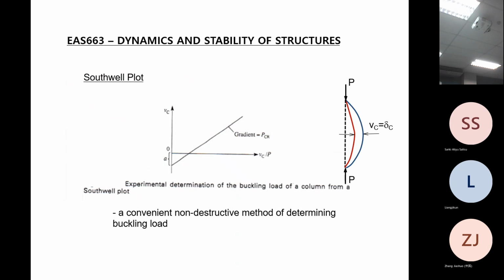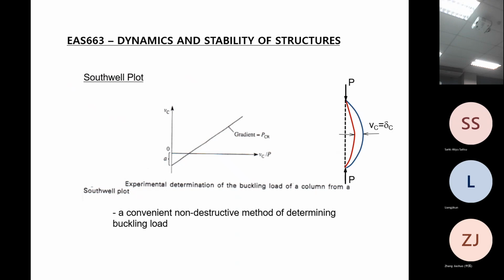Now, before I end the first part here, I want to talk about one method which can be used together with experiment to estimate the buckling load. This is called the Southwell plot method. It is a convenient, non-destructive method, so you don't have to fail the column to determine the buckling load.